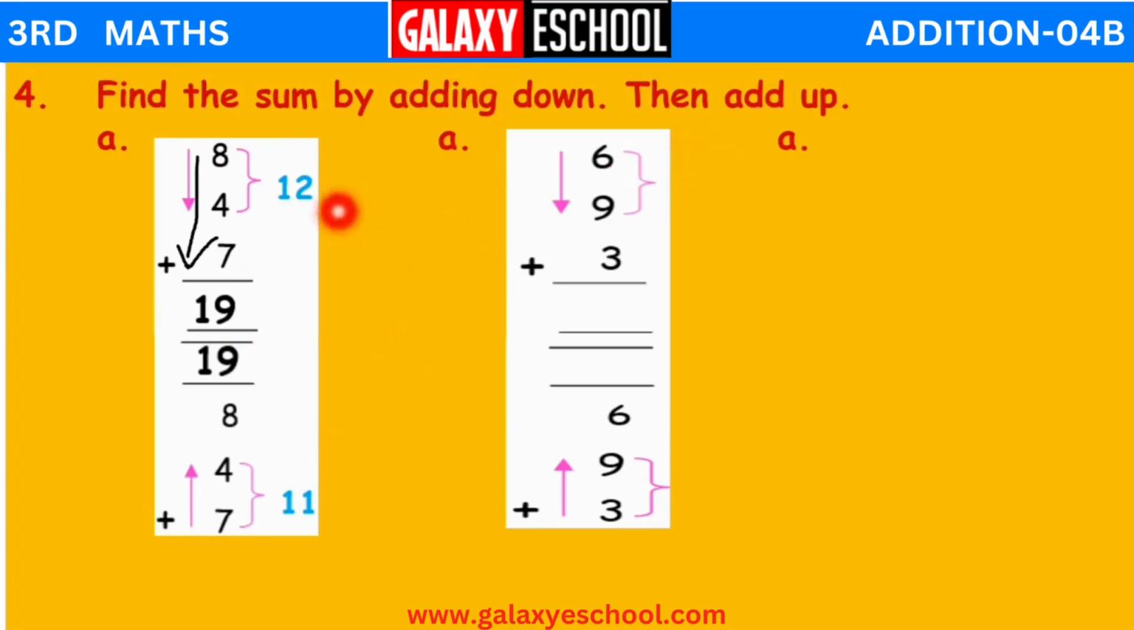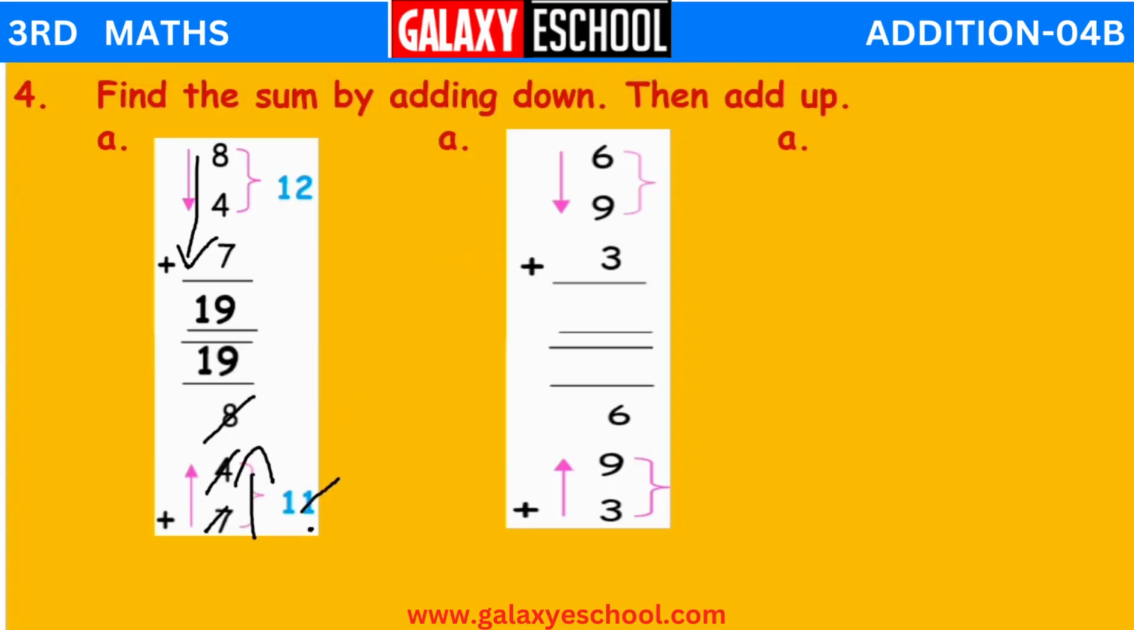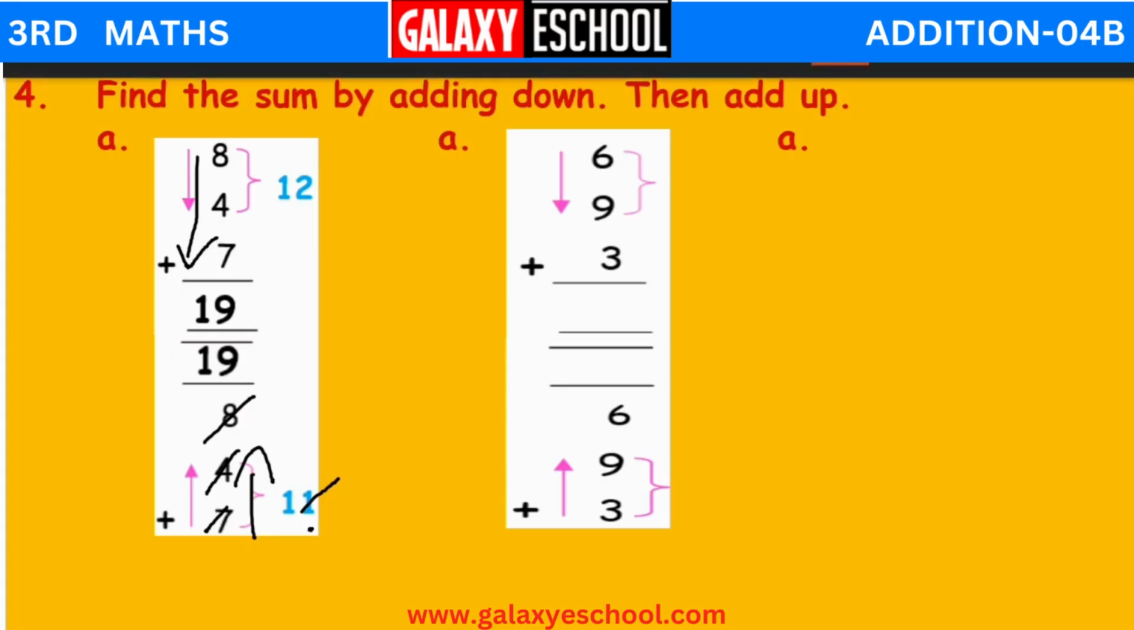Now what does adding up mean? We move up. We start from the last number, that is 7. Now 7 plus 4 becomes 11. 11 plus 8 becomes 19. Yes. 11 plus 8 becomes 19 only. So what do we understand here? Even though we add down or we add up, the sum we get is 19 only. Yes. Moving on to the next example.